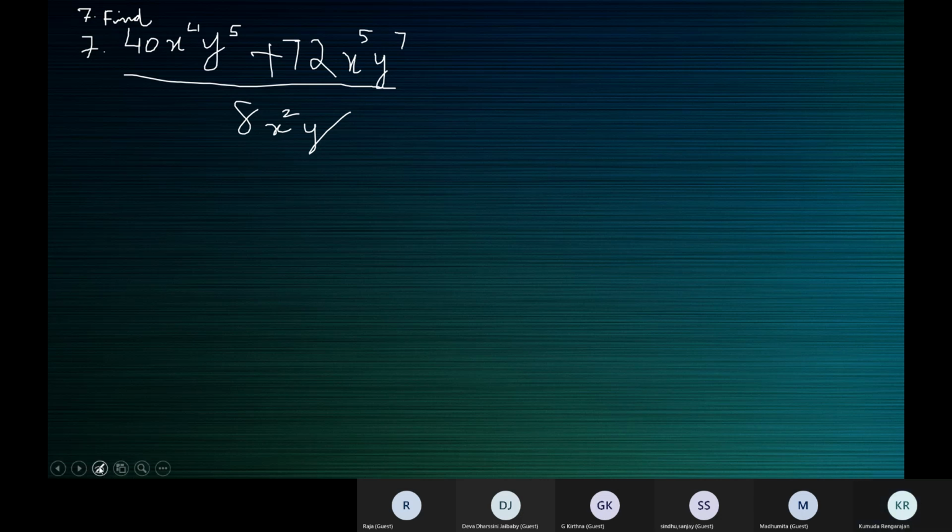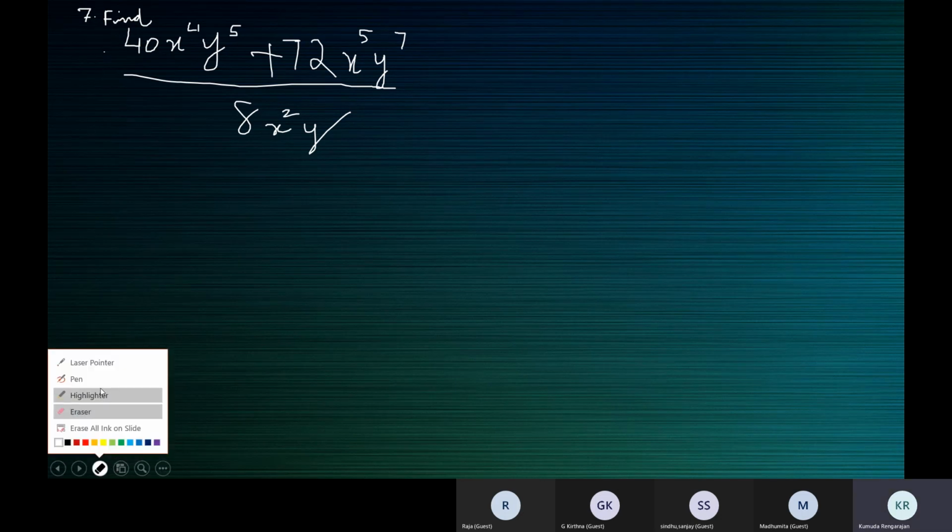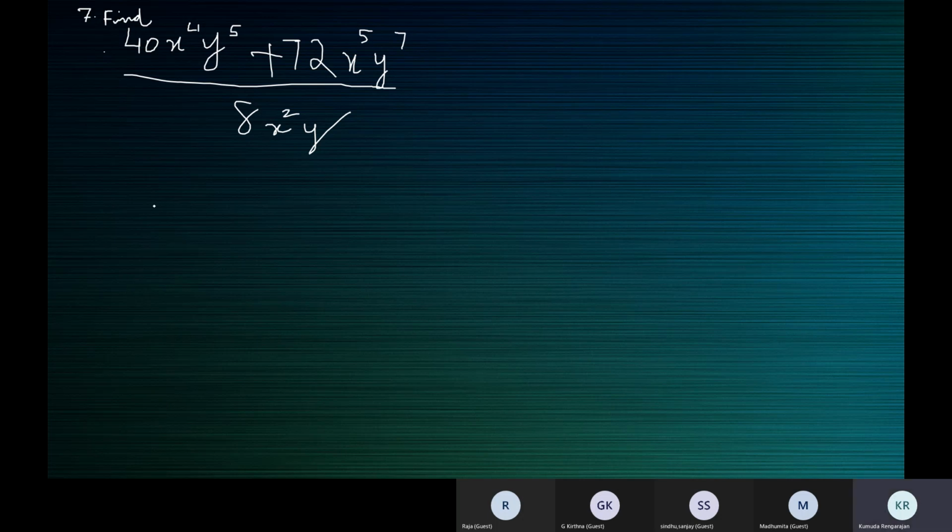Find the value of this expression. Ma'am, we should divide, ma'am. Division by a monomial. How do you divide by a monomial? Yes, it is division. How do we divide by a monomial?